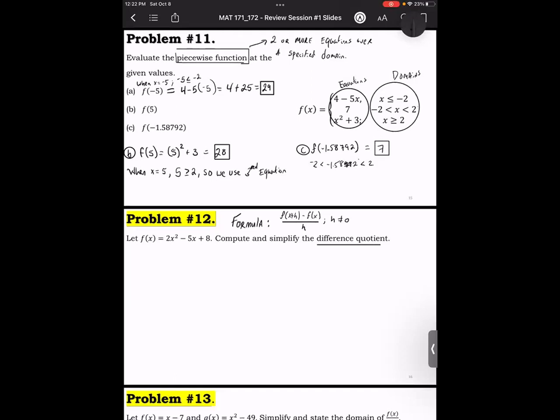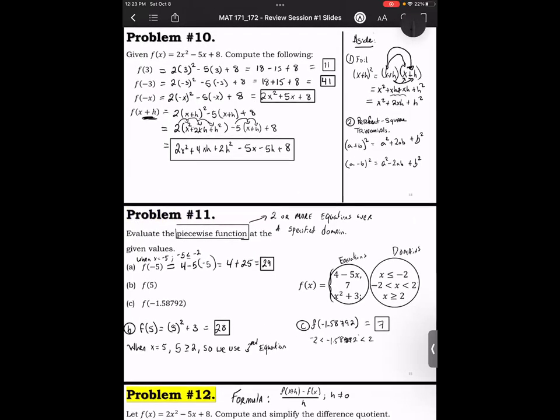Okay. So f of x is equal to 2x squared minus 5x plus 8. We have to compute and simplify the difference quotient. So here's how this works. First, you have to figure out what that f of x plus h piece is. First, find f of x plus h, which means that wherever I see an x, replace it with x plus h. So that would be 2 times x plus h squared minus 5 times x plus h plus 8.